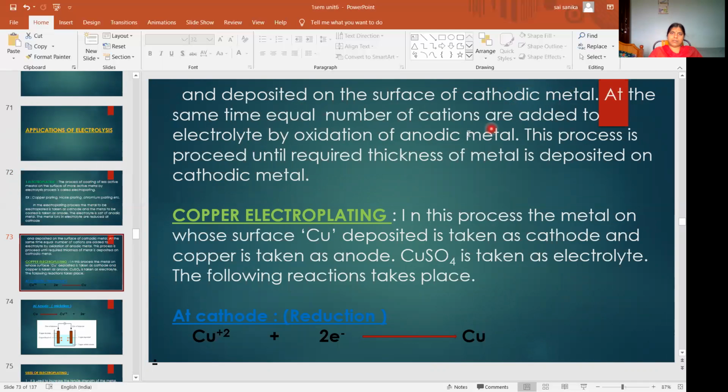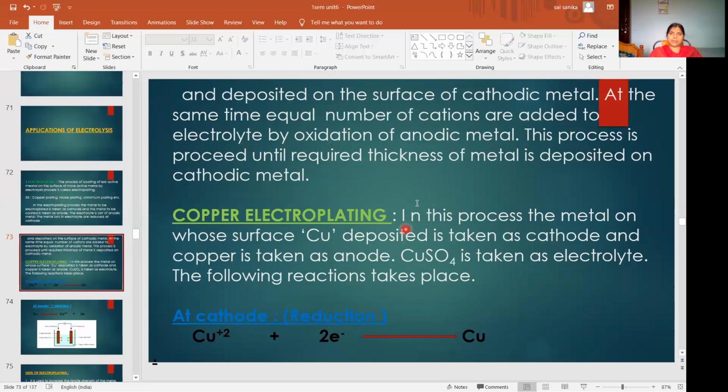In the meanwhile, an equal number of cations are added to the electrolyte. How? By oxidation of the anodic metal. That means the anodic metal itself undergoes oxidation. From that metal, metal ions come out and go into the solution. After going into the solution, they move to the cathode, undergo reduction, and after reduction that metal is coated on the cathode. Like this the process takes place. Like this you have to explain electroplating.